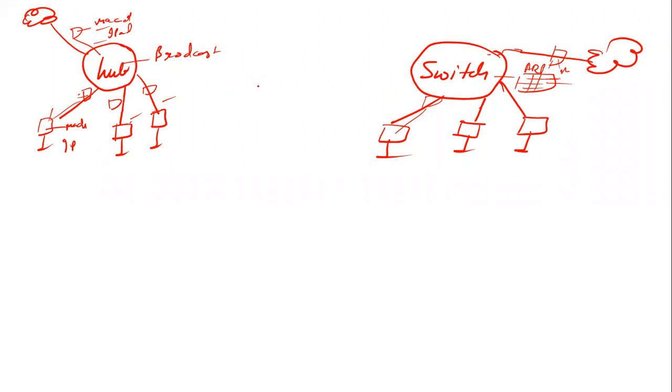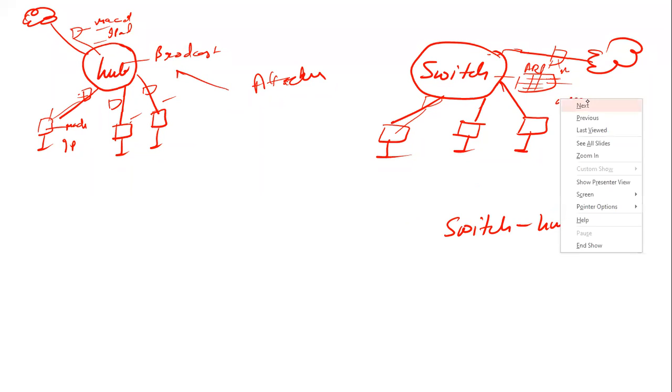Now what will the attacker do? The easiest scenario is the hub. One way is that we convert the switch into a hub. Or we force the ARP table to overflow its buffer. The buffer memory gets full, and we force the router to update its existing IP addresses. So that is one way.